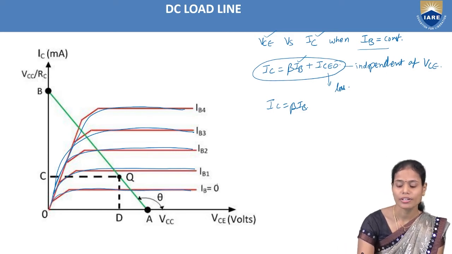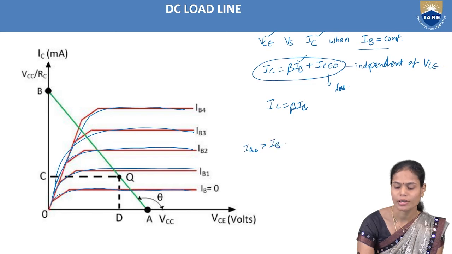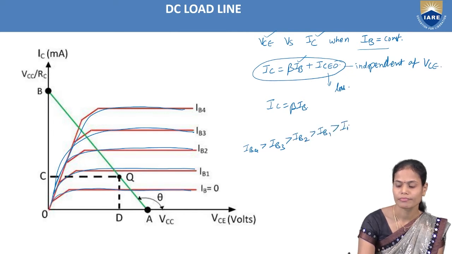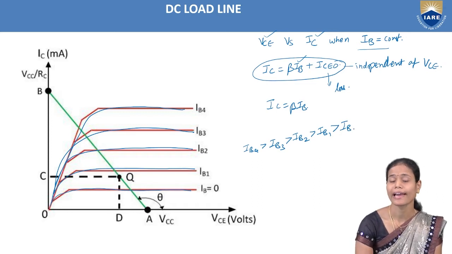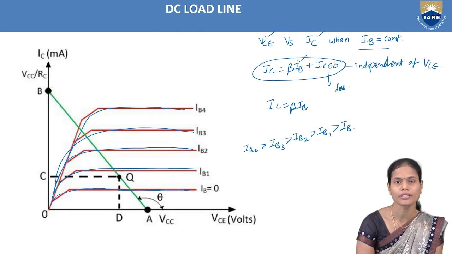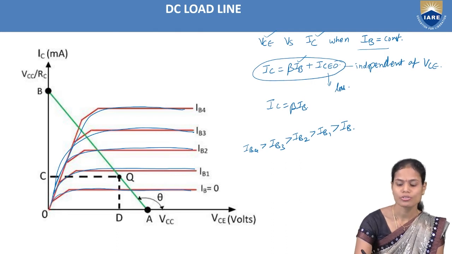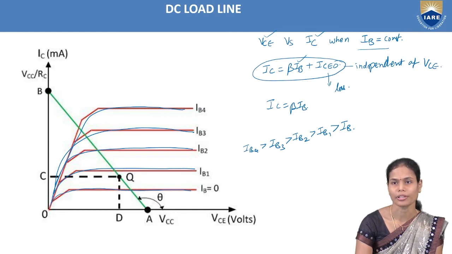So that's why for different values of IB, the current is increasing here. Here IB4 is greater than IB3, this one should be greater than IB2, this one should be greater than IB1, and this one should be greater than IB. So that is nothing but we are increasing the base current. Accordingly, we are getting the increment in the collector current. That indicates the output characteristics of the common emitter amplifier.